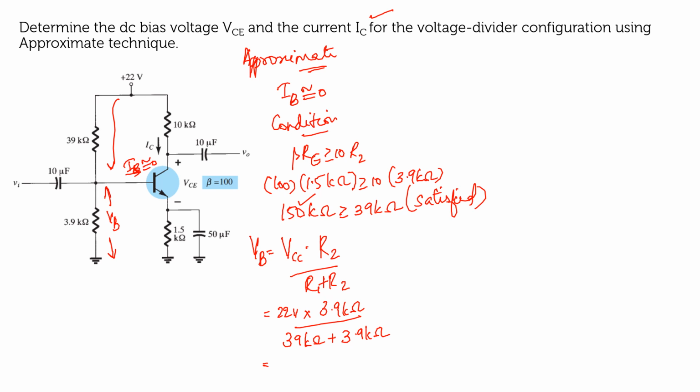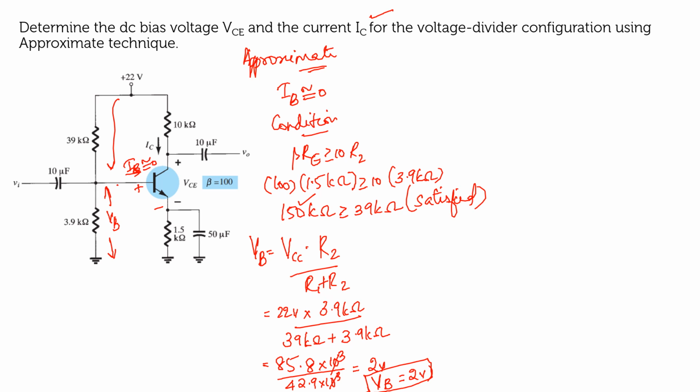So when you solve it, you will be getting 85.8 into 10 raised to 3 divided by 42.9 into 10 raised to 3, right? This will get cancelled and VB is equal to 2 volt. So you will be getting VB is equal to 2 volt. Okay. So now here the total voltage is equal to 2 volt.